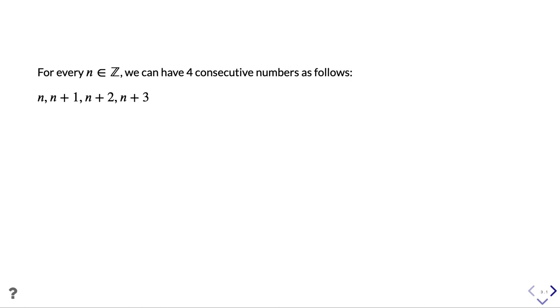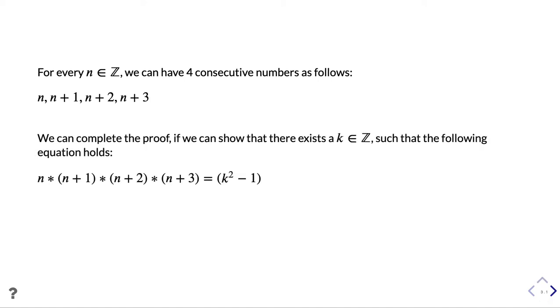So the problem can be more mathematically stated as follows. We select n, an integer, and then we have four consecutive integers defined by n plus 1, n plus 2 and n plus 3. Now the problem as stated basically asks that there always exists a k, which is also an integer, such that the following equation holds. That is, the left hand side, n plus 1, n plus 2 and n plus 3, is equal to k square minus 1.